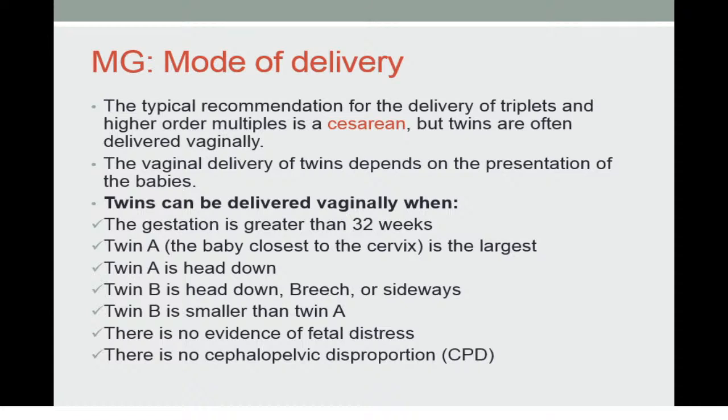Twin B is head down, breech, or sideways. May have vaginal delivery. Twin B is smaller than twin A. There is no evidence of fetal distress, and there is no cephalopelvic disproportion. Fetal conditions are good.